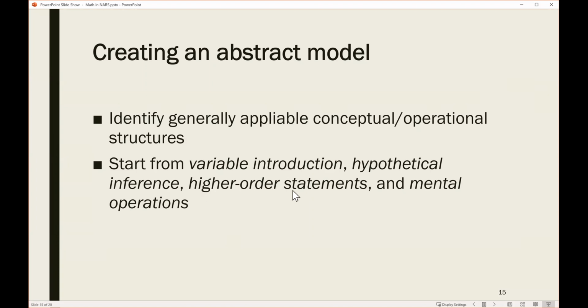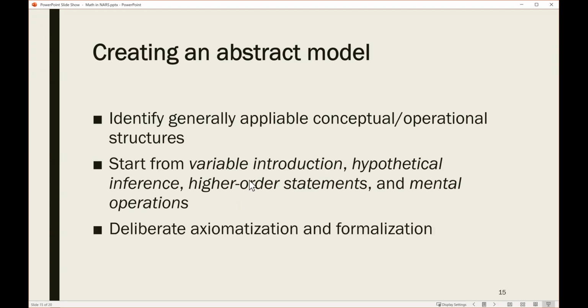Also, we can have higher order statements, as we have seen before. We can say that this statement is true, or this statement is my convention, this statement is my assumption, and so on. And also we have mental operations. We can do something within the system. We'll just take this one and that one to be equivalent in truth value, and so on. So all those things are already there.